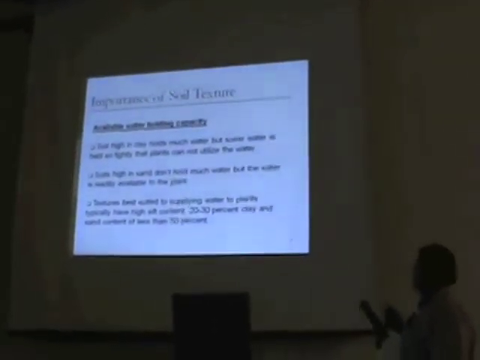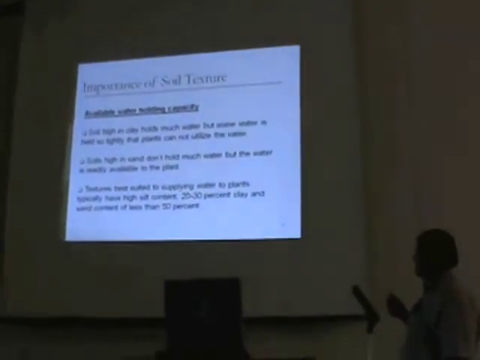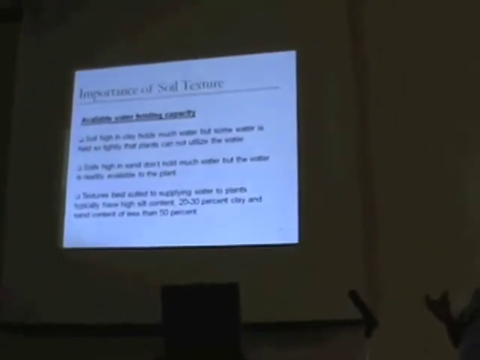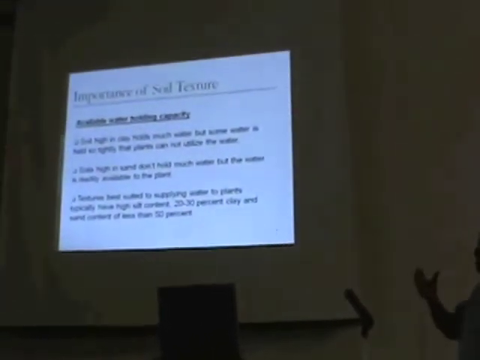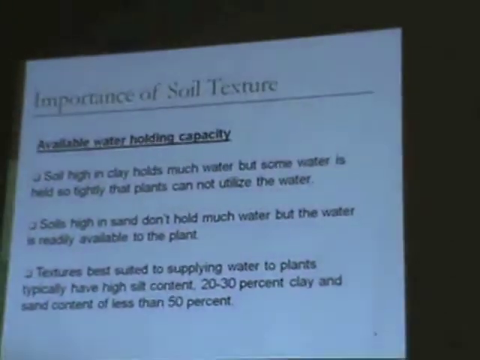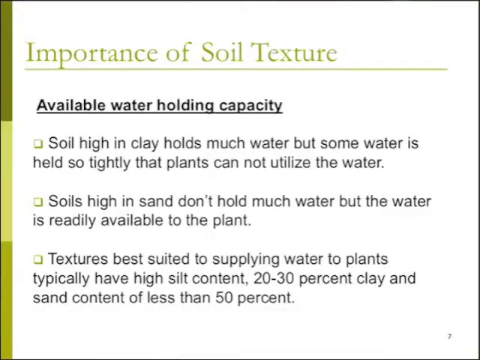Now then, let's talk about the importance of soil texture. If you have a soil that's real high in clay, it'll hold a lot of water. But sometimes that water is held so tightly by the clay particles that it's not available to the plant. And if you have a soil that's high in sand, it doesn't hold much water, but of course it gives it up quite readily. So our textures that are best suited to supplying water to plants typically have a high silt content, 20 to 30% clay, and less than 50% sand.